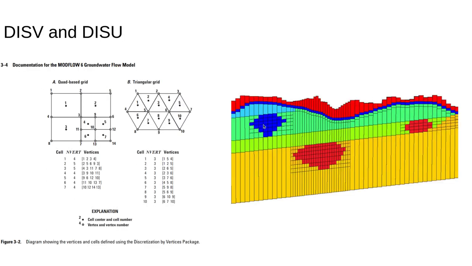And then there's also DISV, which is just taking in vertex data. This is where we can get into more complicated things like Voronoi meshes, and this is just triangles oriented in space, and each point has a coordinate system. So then you're actually reading the cells instead of reading the number of layers and rows.